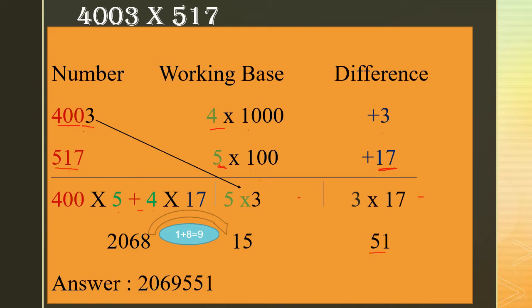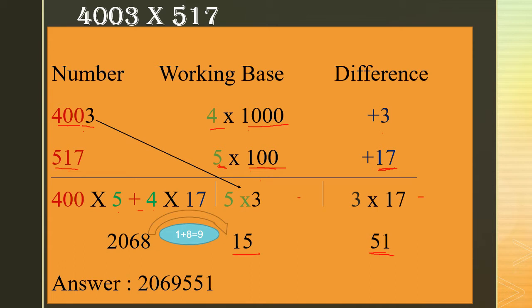Now the number of digits in the third part depends upon the number of zeros in the smaller base. It has 2 zeros, so this part should be a 2-digit number. So 51 is a 2-digit number. Now we have to see the number of digits in the second part. The number of zeros in the bigger base is 3 and the number of zeros in the smaller base is 2. So 3 minus 2 is 1. So this part should be a single-digit number. But here there are 2 digits.